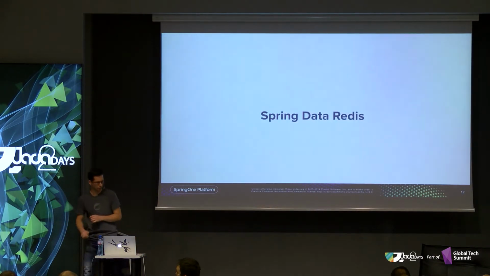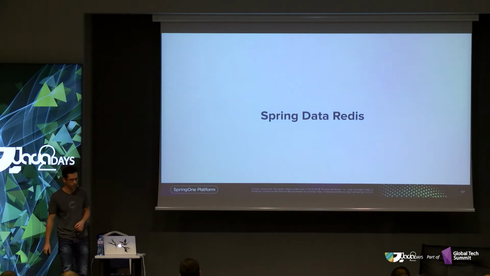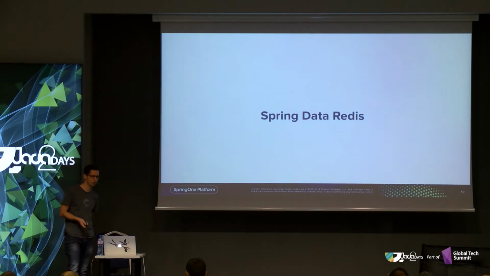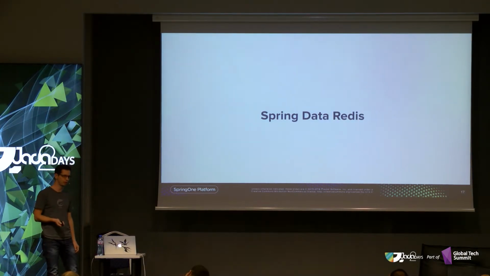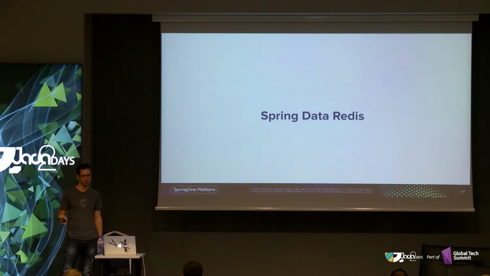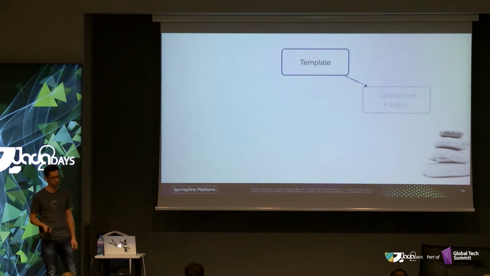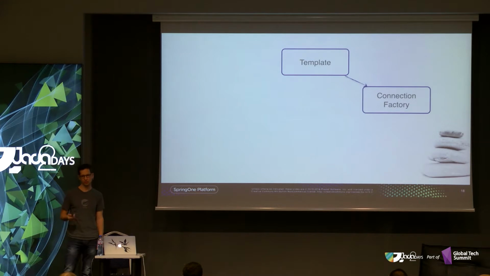Moving on. This is exactly the place where Spring Data Redis comes into play and what we try to achieve with the project. The project has been around for quite a while. It was started by Kostin Liao, who's currently at Elastic, but he started the project quite a while ago. To understand how it works, we have some building blocks. There's a dedicated Redis template that is using a connection factory.